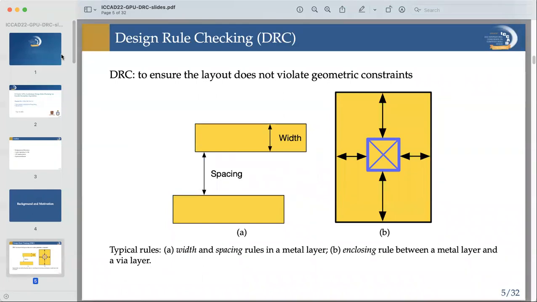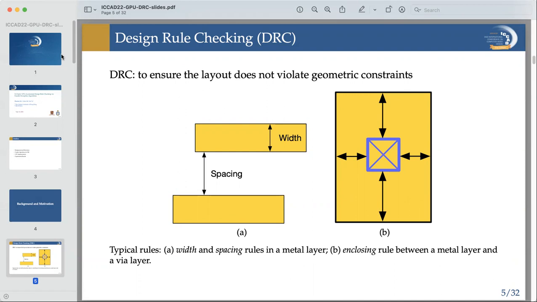Design rule checking is a very crucial stage in physical verification. For the manufacturability of the circuits, the manufacturer has come up with a set of geometric constraints known as design rules. And design rule checking is going to ensure that the layout does not violate this set of geometric constraints. The figures here demonstrate some typical rules.